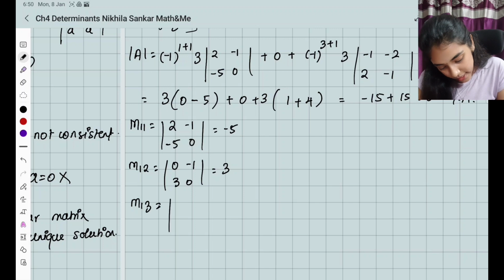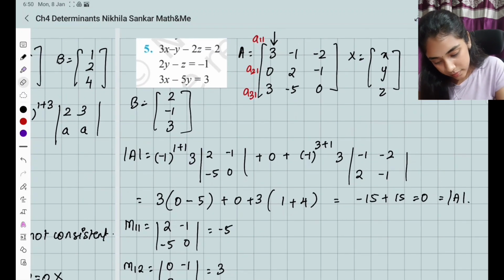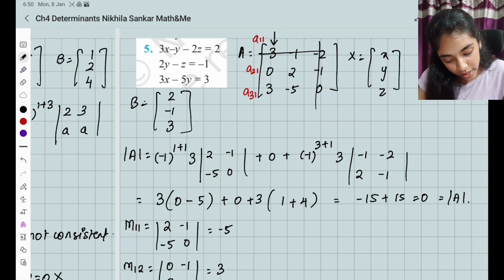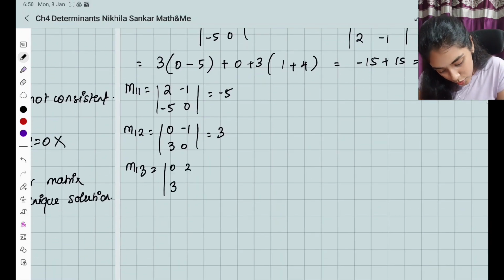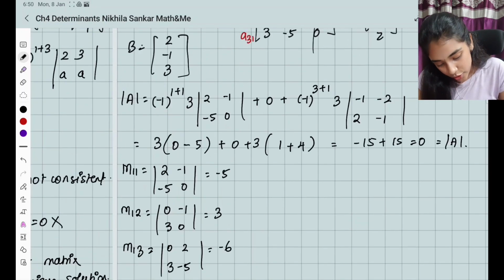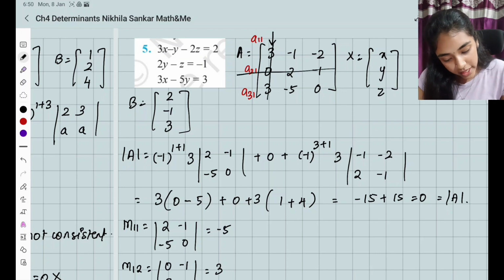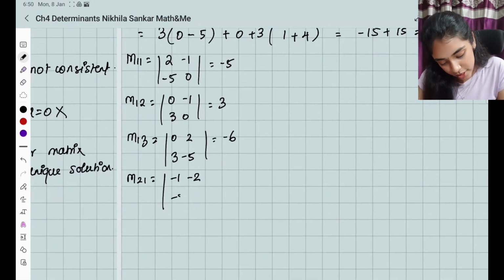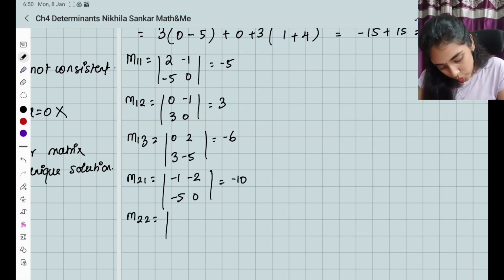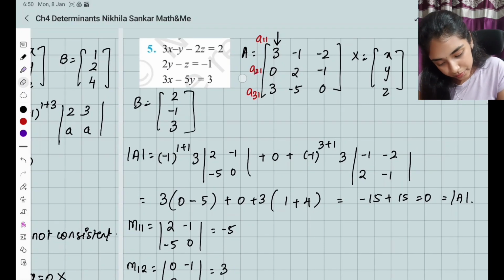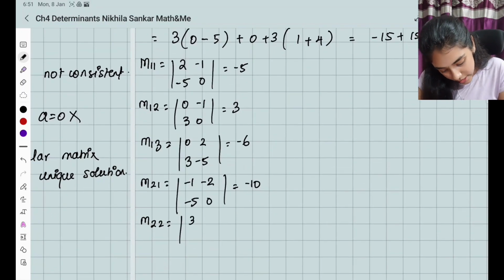Then M13 equals determinant of 13, hiding this and this. So you have 0 2 3 minus 5. So this is going to be 0 minus 6. Then M21 is going to be determinant of 1 minus 1 minus 2 minus 5 0. So this is minus 10. Then M22 equals determinant of 3 minus 2 3 0. So this is going to be plus 6.